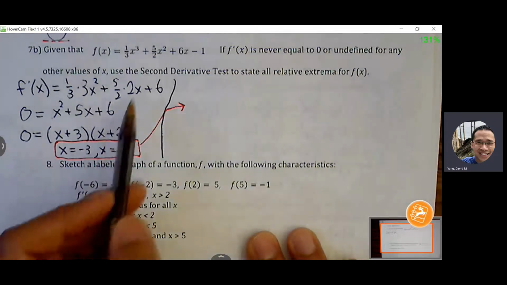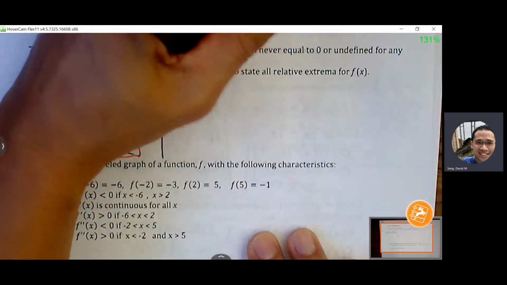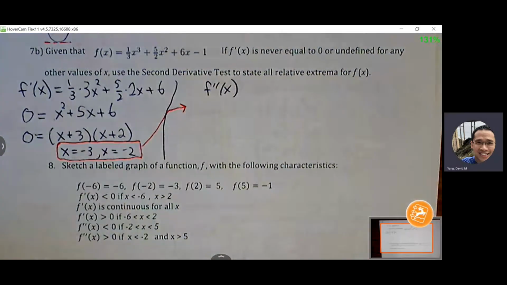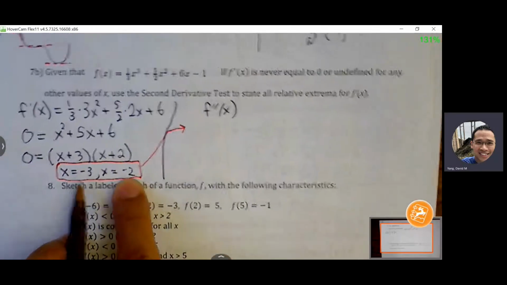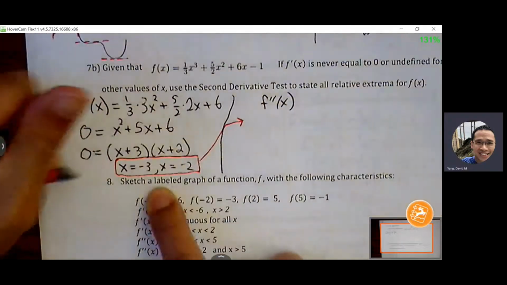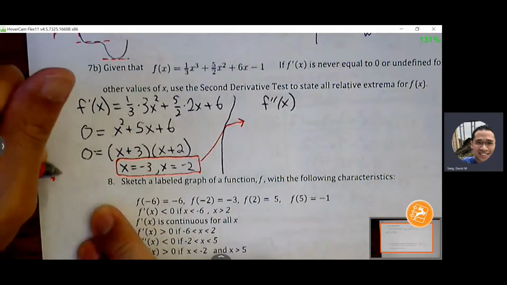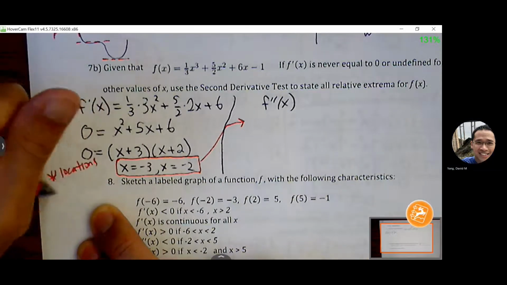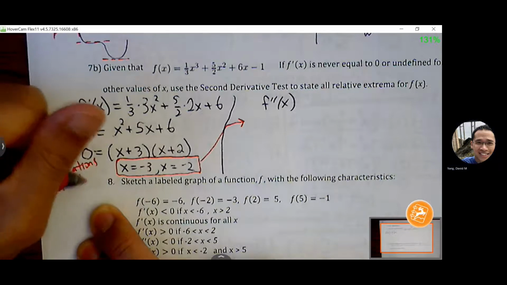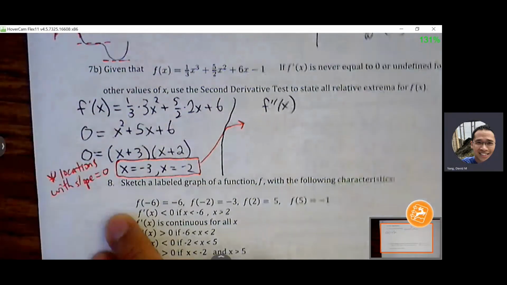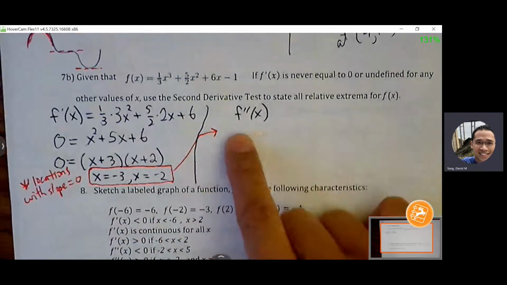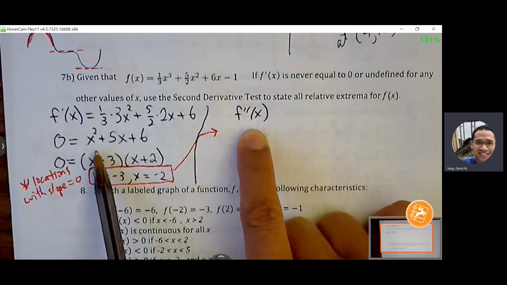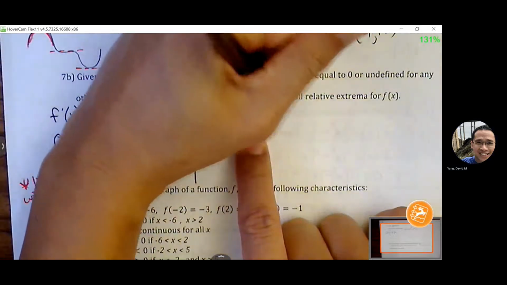But instead of creating a sign line, we're going to find the second derivative function and involve these points with the second derivative function. Okay, we already know that these are points where slope is 0. So let me make that clear. We already know these are locations with slope 0. Okay, let's find f double prime. So here's our f prime. F double prime is simply just 2x plus 5.